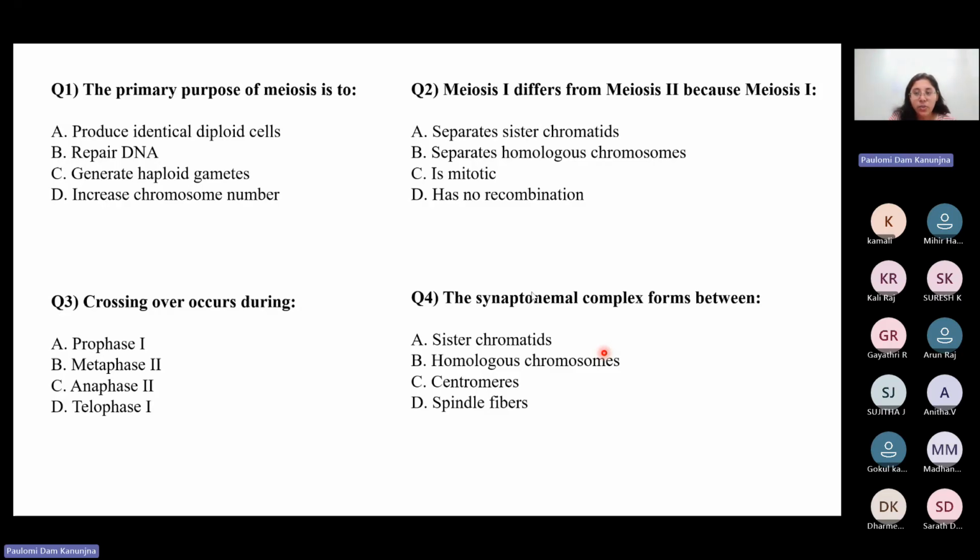Not very difficult. Try to think on the answers. This will help you understand the complicated steps of meiosis better.